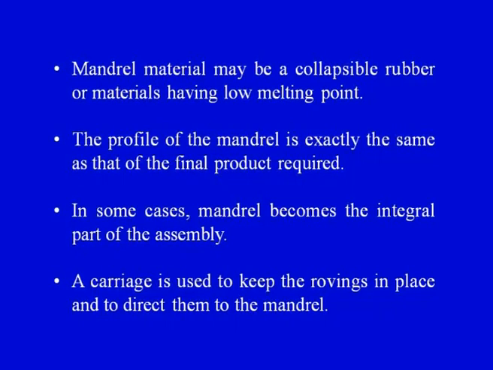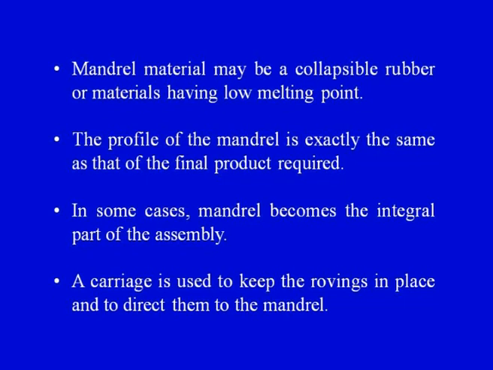So how can the mandrel be removed? There are 2-3 points highlighted here which will help us to extract the composite product and to remove the mandrel on which the final product has been wound. Mandrel material may be collapsible rubber or materials having a low melting point, which I have already highlighted. It can be a collapsible material also, so that once the filament wound product is ready over the mandrel, it may collapse and be taken out easily, and the product is already solidified, in the form which we have designed or required. So it can later on be used or put to the specific application.